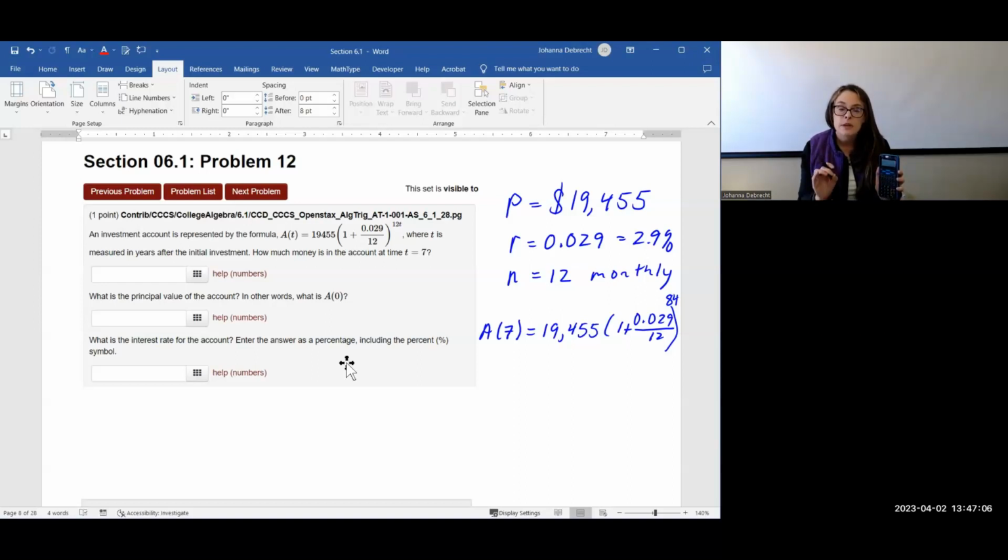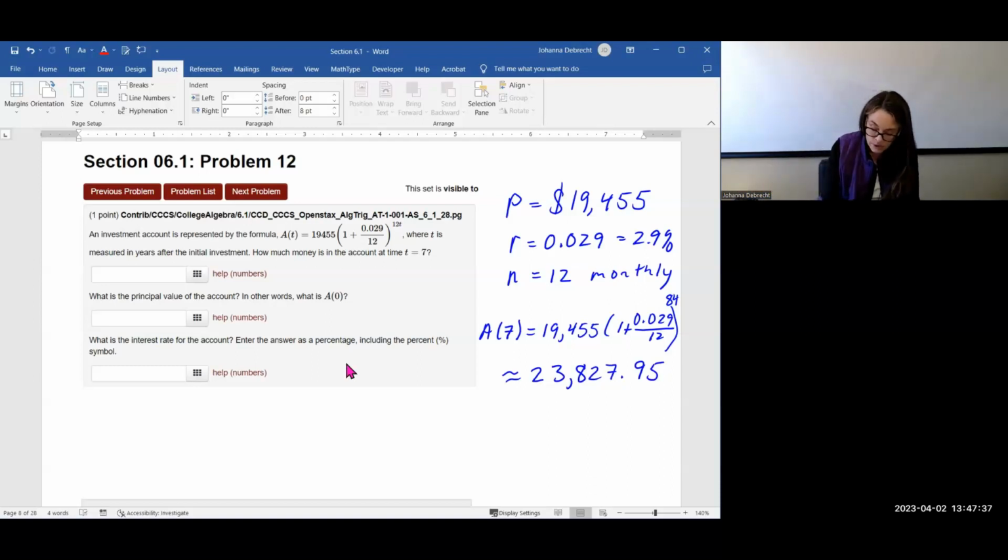Now I multiply by the 19,455. The principal, the initial value, is always the last thing you multiply by. So times 19,455 equals, and this is an approximation because it goes many decimal places, but this is money, right? So we're going to round to 2 decimal places, and I get $23,827.95, right? So this gives me the value that I would put in here. So this is money, but you probably don't need to put in the symbol in the system.